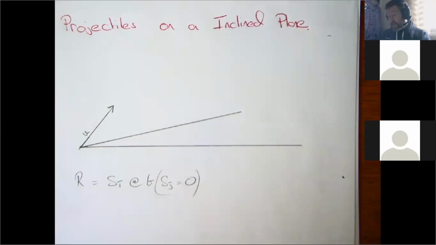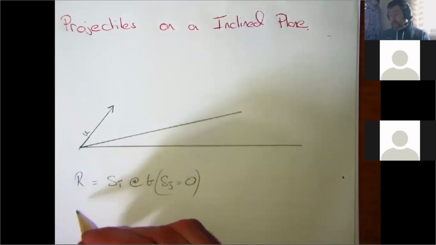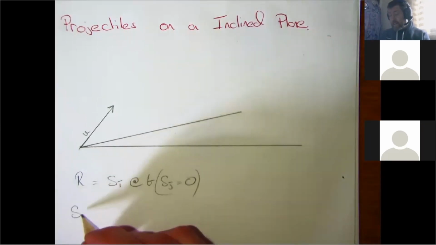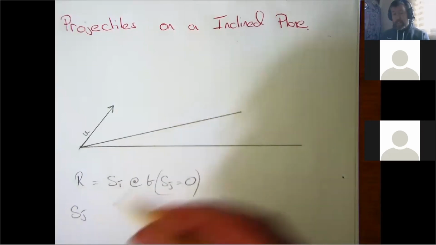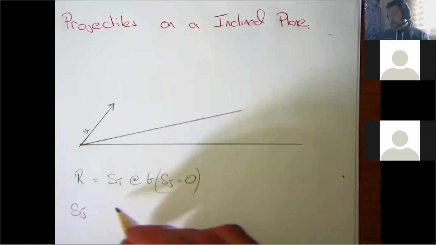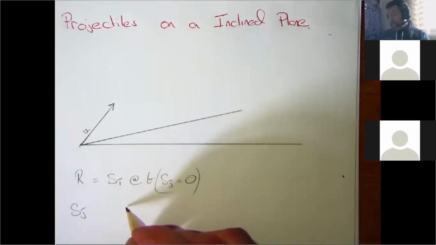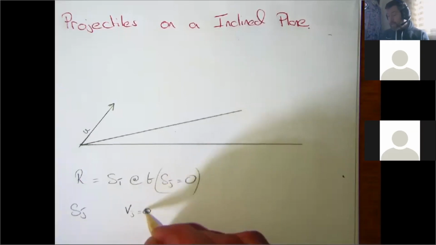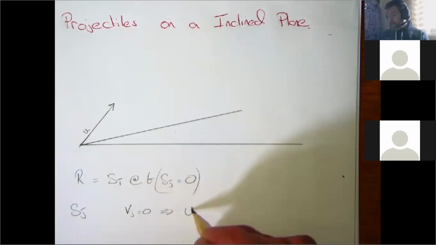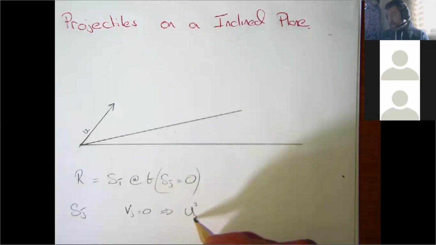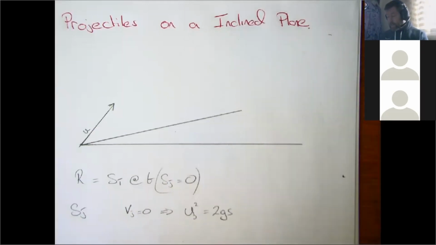The other thing that they can also ask you is about the distance in J. So they can say to you, what's the maximum distance in J? Well, you might remember that at the max distance in J, V of J is equal to 0, which implies that U of J squared is equal to twice GS. And that's all well and good. That's really up and down.